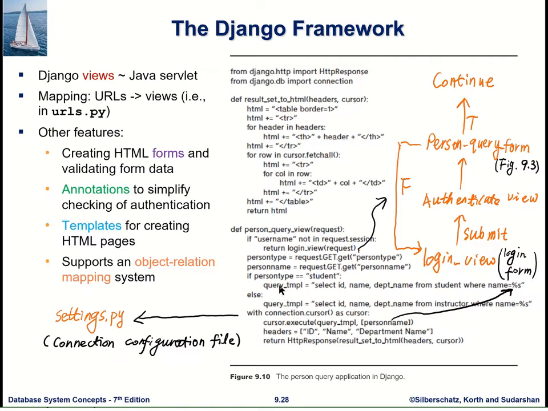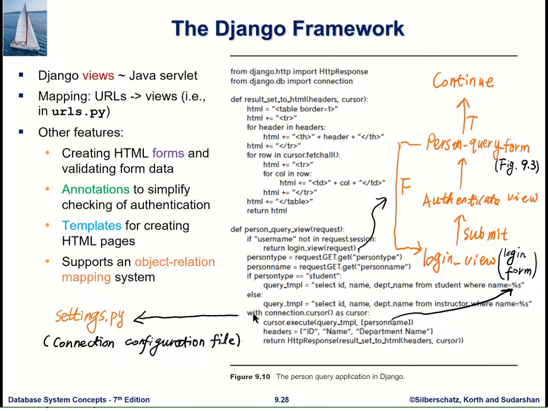If it's not a student, it's the instructor, and we change this one. The table name will be different, while the others are the same: ID, name, department name. That means we have these two different templates depending on what type of table you want to query.